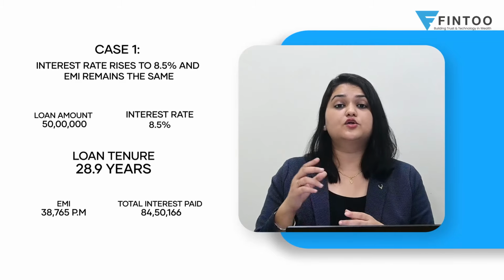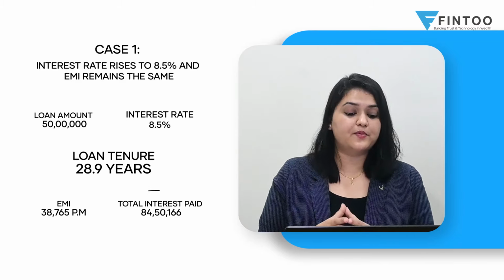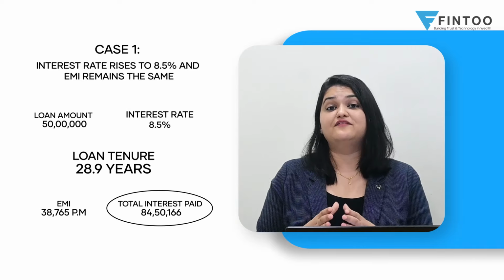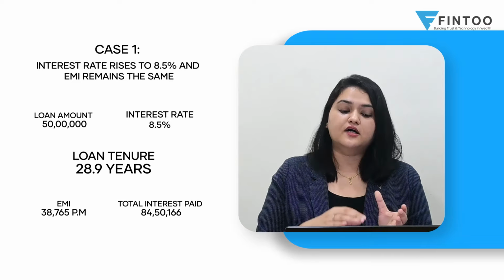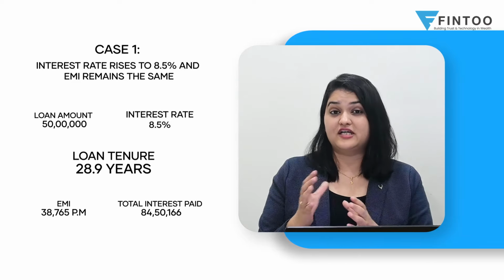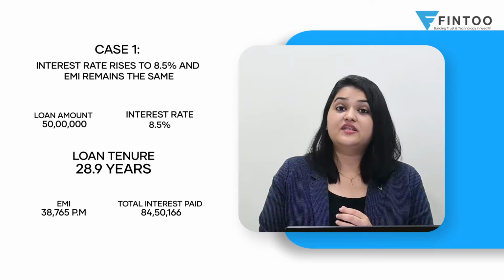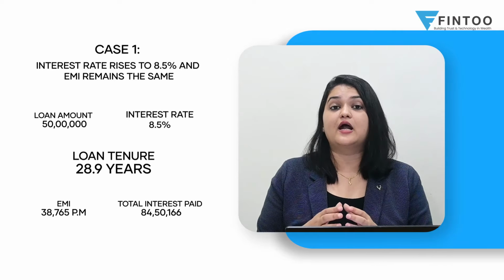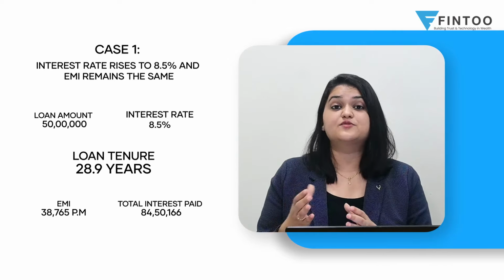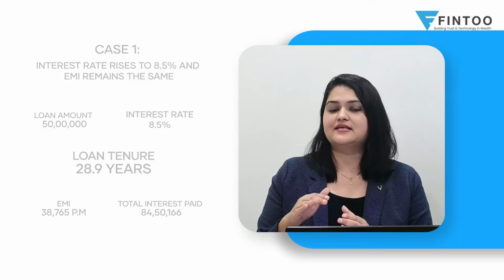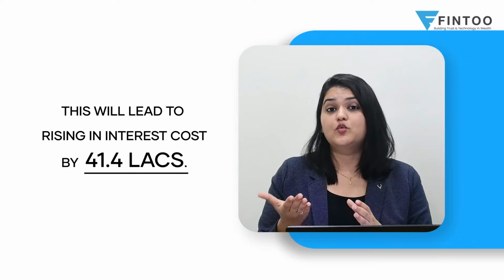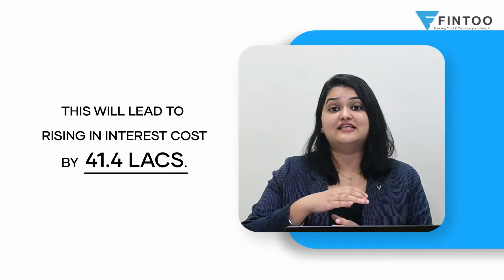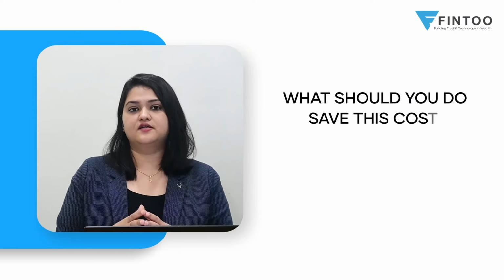So in this case, your total interest outgo will be approximately 84.5 lakhs. Now this is a huge interest cost that is added. Instead of the earlier 43 lakhs of interest, with the rise in interest rates, you will end up paying around 84.5 lakhs of interest because your EMI remains the same. So we can say you would be paying approximately 41 lakhs more because of the increase in the tenure. So what should you do in order to save this interest cost?